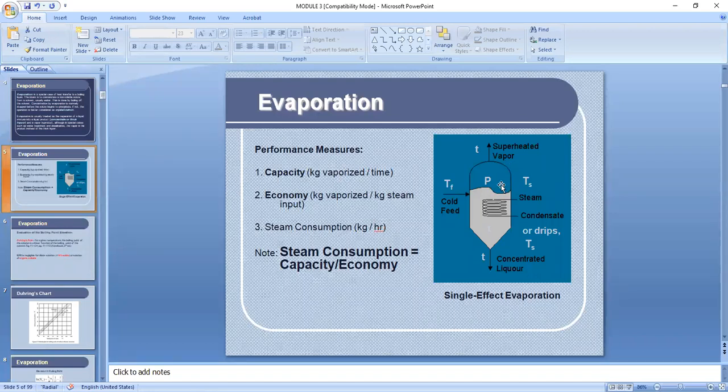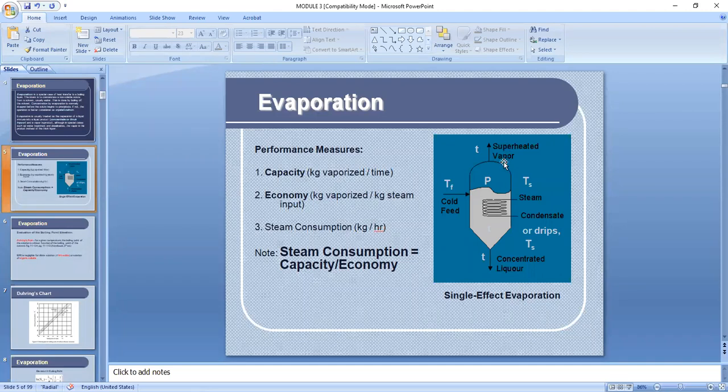Now, the temperature inside the vapor space and the temperature of your concentrated liquor are the same. So if we have small t here, as represented, it should also be small t here. These two have the same temperature. The concentrated liquor is represented as L, and the superheated vapor is the V.